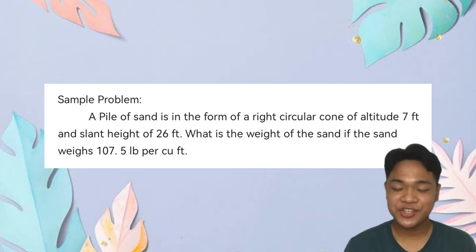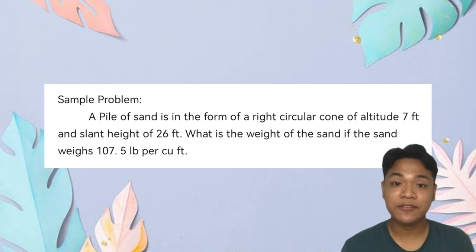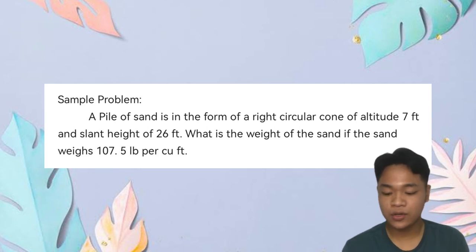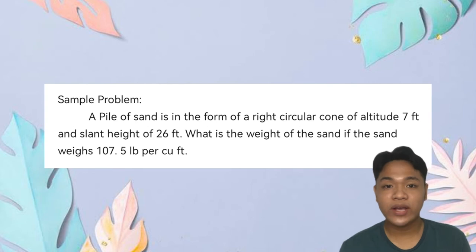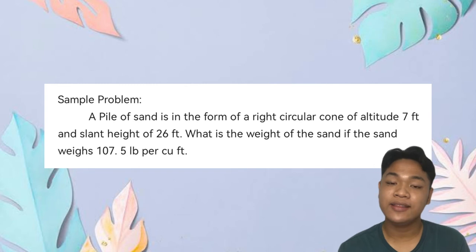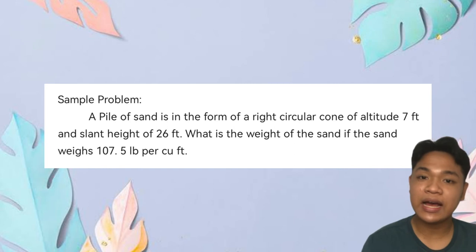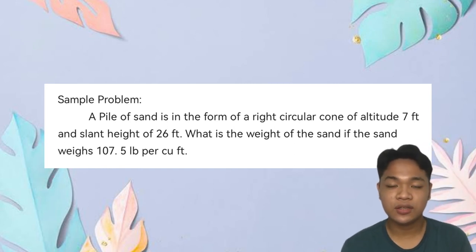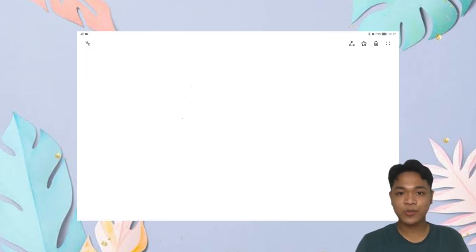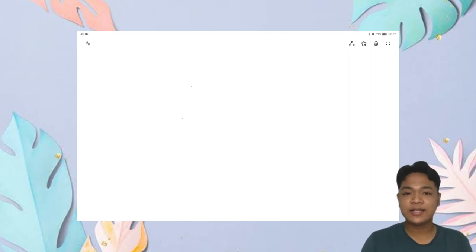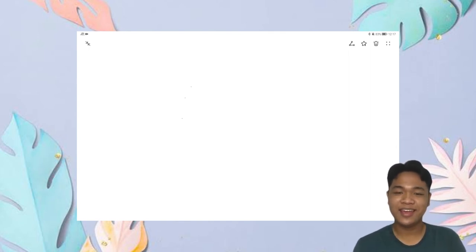Just like what I have mentioned earlier, when you are solving a problem, always identify first the given and the unknown. If you were able to identify the given and unknown, then you can start solving and identify the formula that you are going to use. If you were able to identify the formula, you can now start to substitute the given to the formula and then solve for the answer. So now we already have our problem. So after you analyze the problem, let us now identify the given.